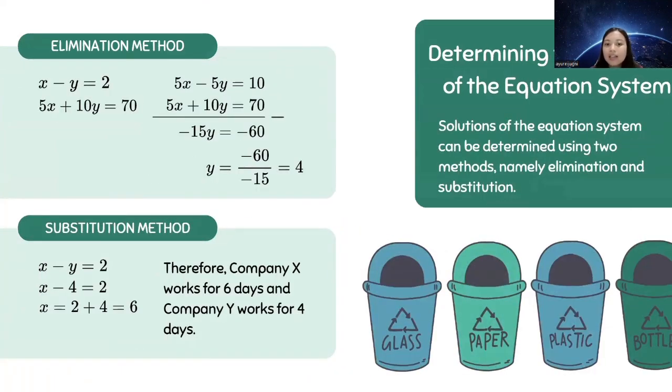Now let's solve the equation system. There are two common methods used in solving linear equations: the elimination method and the substitution method. In the elimination method, we eliminate one variable to find the other variable. Meanwhile, in the substitution method, we substitute one equation into another equation.